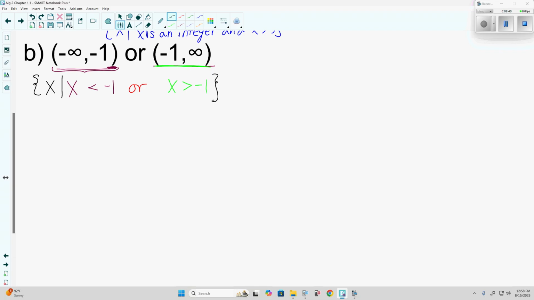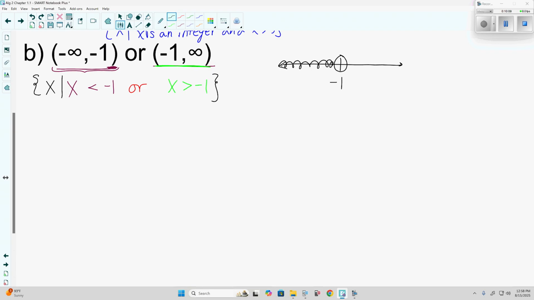Questions on how we wrote that out there? What's funny is there's actually an easier way to write this. It'll make sense once we look at it graphically. If I graph this, let's look at the first statement. Because our first one says that x is less than negative 1, yes? So negative 1 would be an open circle, and we would shade to the left, yes?